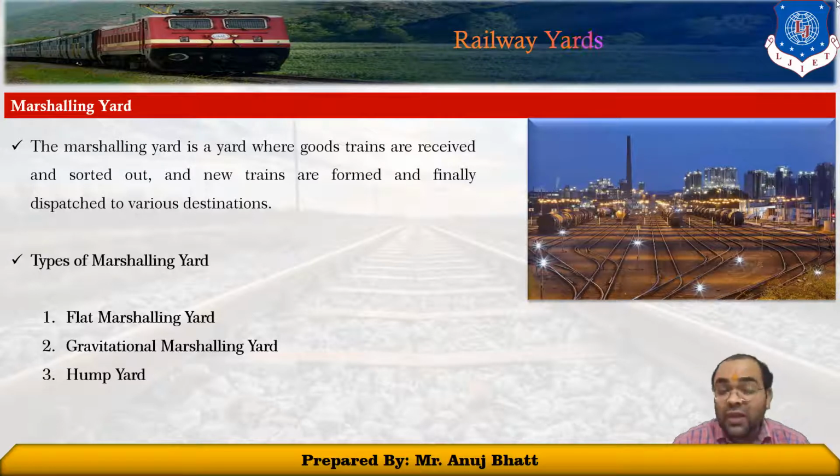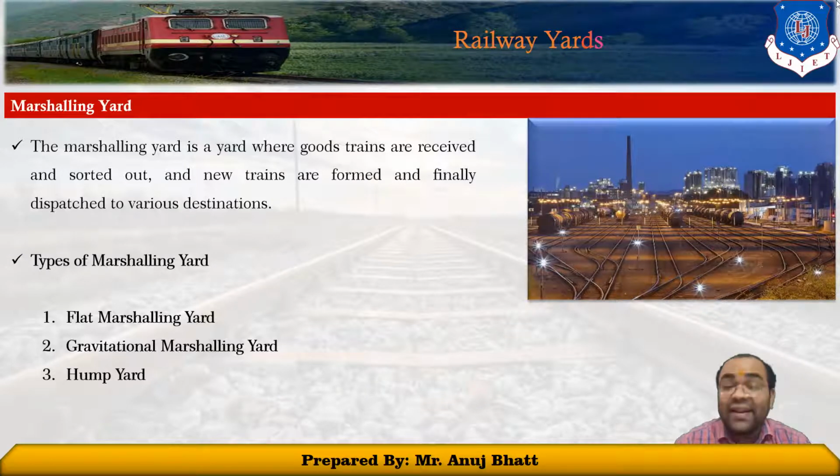Marshalling yards can be classified into three categories, namely flat yards, gravitational yards and hump yards. This classification is based on the method of shunting used at a particular marshalling yard.